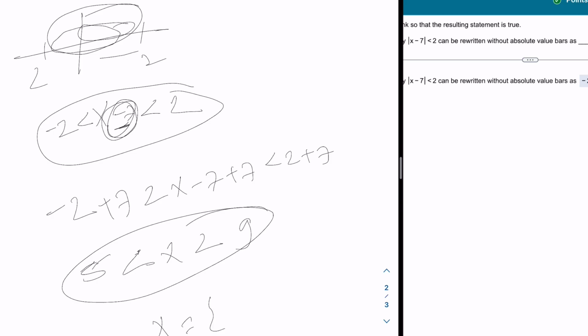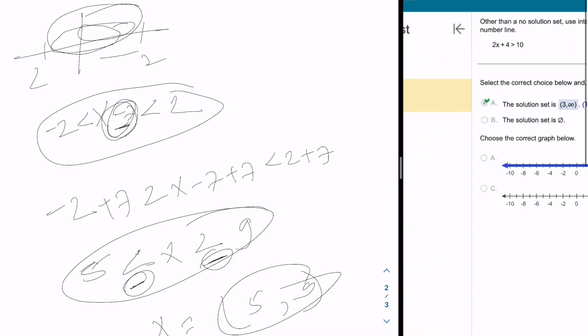the value of x is, and we use a small bracket because there is no equal to sign. So this is the origin. We will use a small bracket. Then it goes from 5 to 9. This is the solution set.